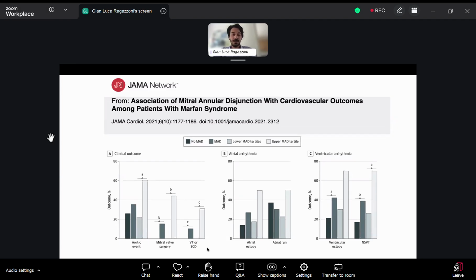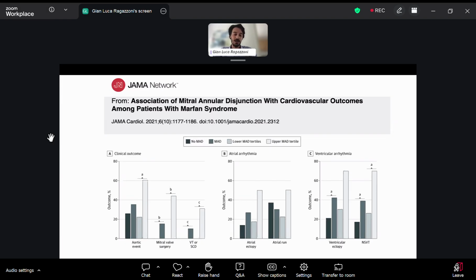We can see that patients with MAD were the ones that had ventricular tachycardia or sudden cardiac death. And again, these patients were the ones with the higher degree of MAD. And when we look at aortic events, so not only arrhythmic risk, MAD might also be a marker for more aggressive disease.